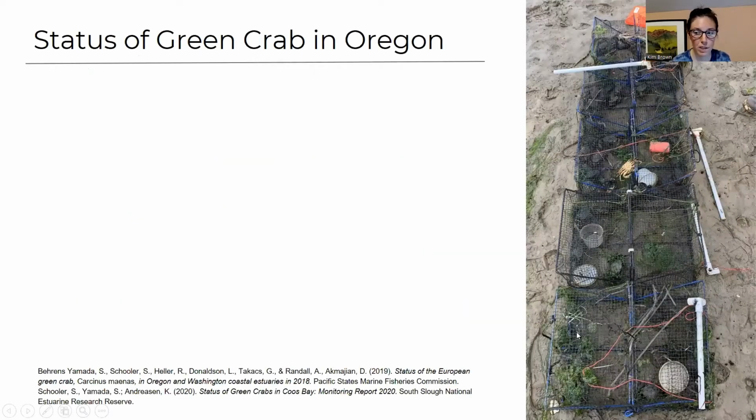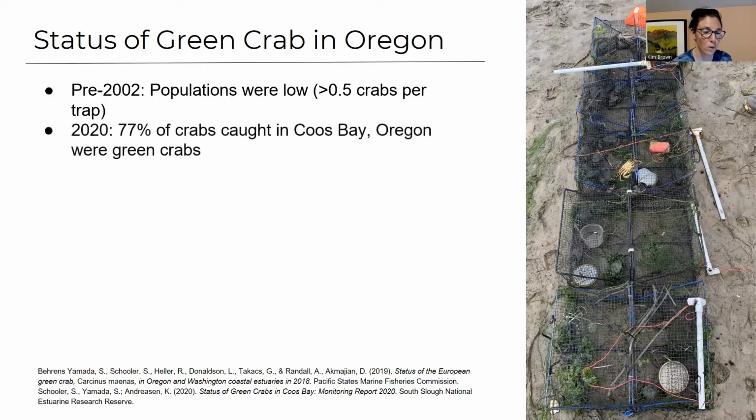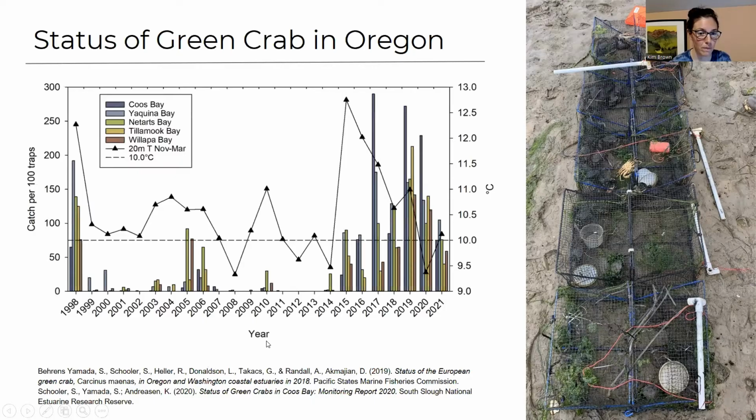The original hope when green crabs first were detected in the Pacific Northwest is that populations would go extinct once they reached the end of their lifespan. And up until 2002, populations were fairly low. I have there about 0.5 crabs per trap, which is low. But then between 2015 and 2018, there started to be an increased catch rate of green crabs across estuaries. In 2019, 2,000 crabs were caught in Washington and Oregon. And in 2020, in Coos Bay, 77% of the crabs that they caught were green crabs. So I'm going to pull up a graph here, which at first looks a little overwhelming, but I'm going to walk through it.